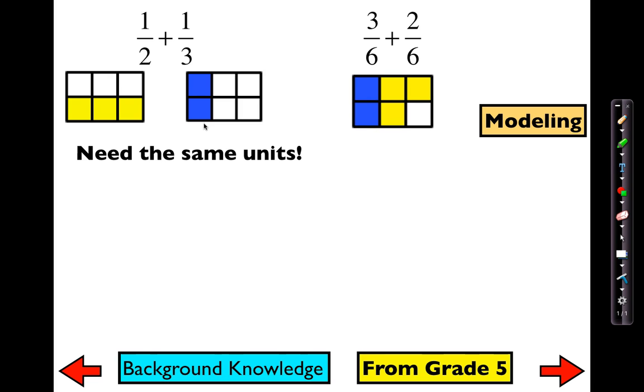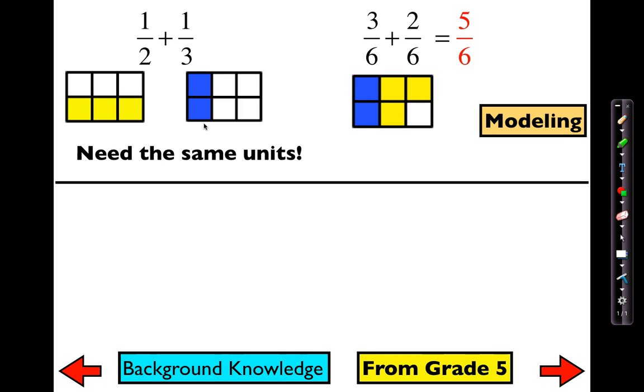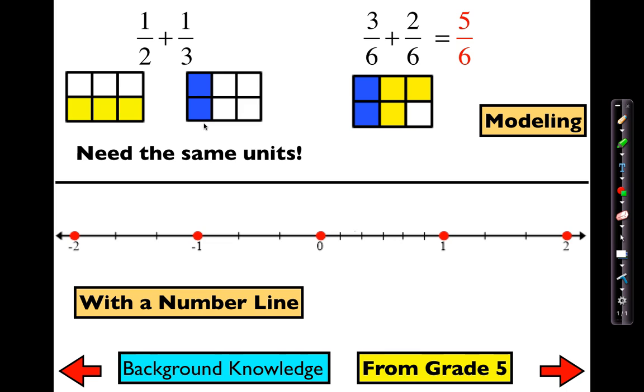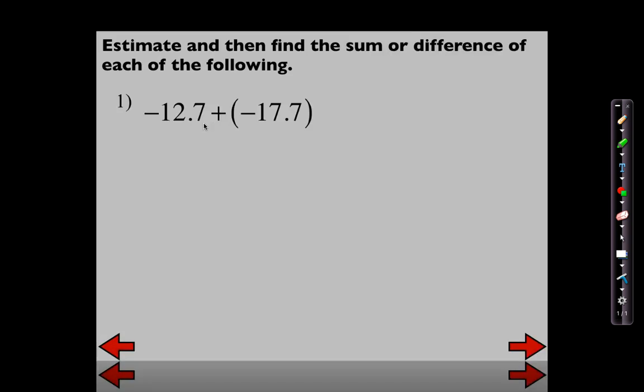So together, there are 5/6. Now on a number line, you would think of it as 1/2 plus a third would be 5/6. Same idea. We need to make sure we have the same units, in this case the same denominator. All the pieces are cut into the same number of pieces.